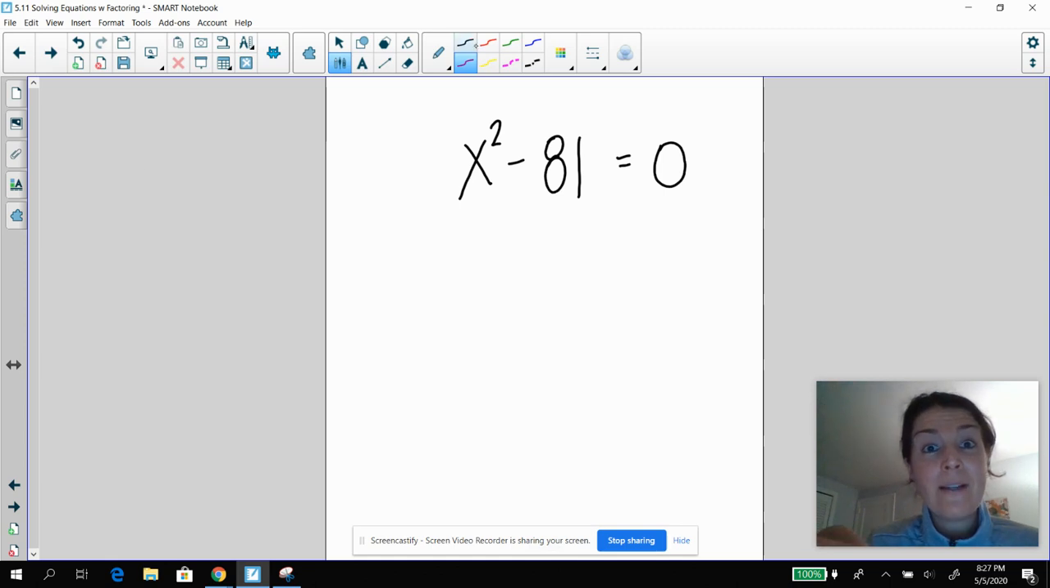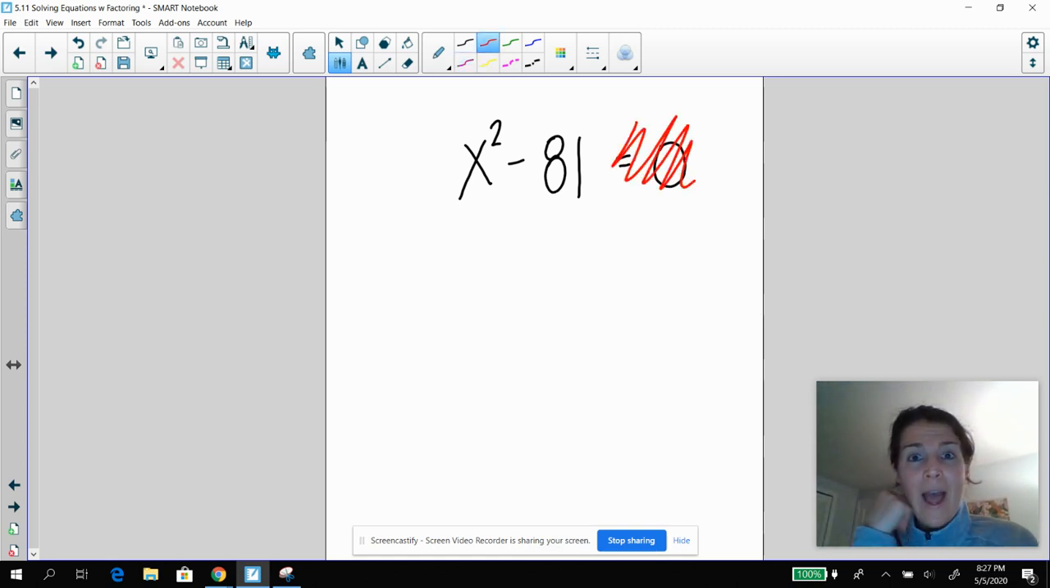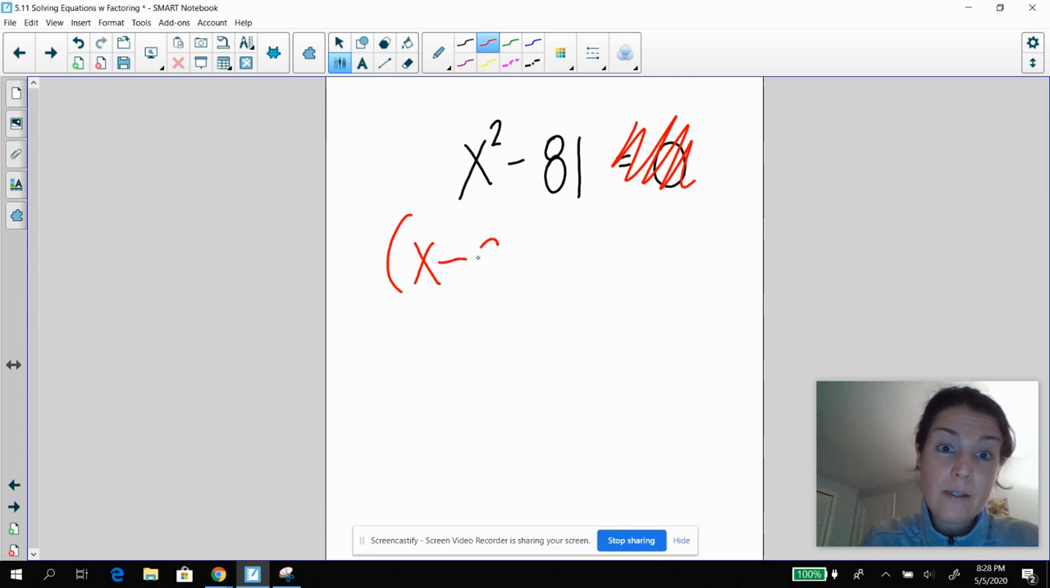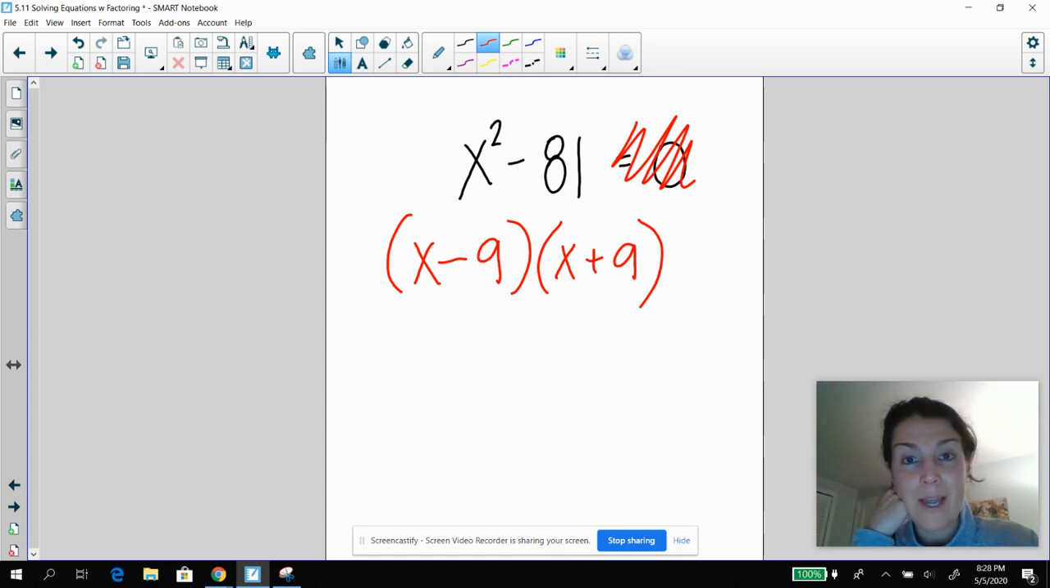So let's keep on with the factoring mindset here because we also saw problems that looked like this when we were factoring, right? So let's pretend this equal sign wasn't here. How would you attack this problem? If I asked you to factor it, you'd say, wait a second, I think this is the difference of two squares because x squared is a perfect square and 81 is a perfect square. So this factors, sorry, to x minus 9 times x plus 9.